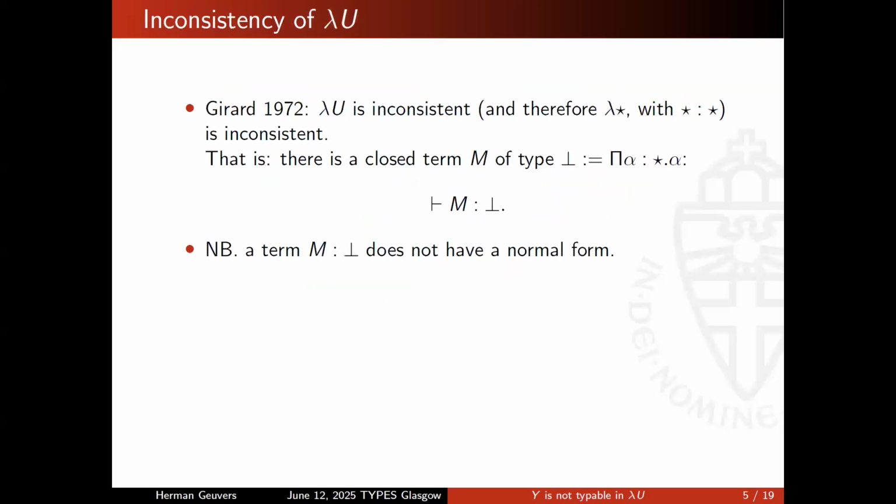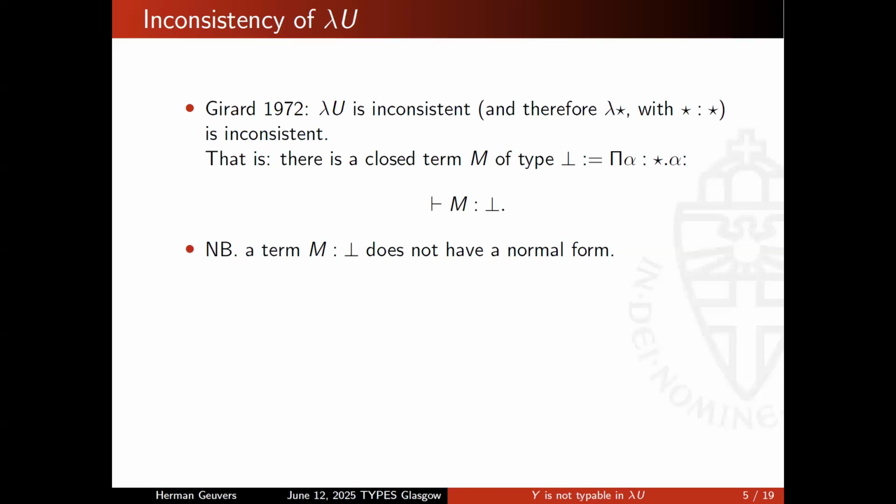Okay, so what's the history here? So Girard called this system U and showed it's inconsistent in his PhD thesis. If you like reading French and old documents, you can still read it. And it's a very short proof, actually. And you really think, that went fast.